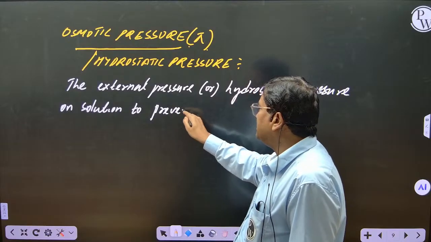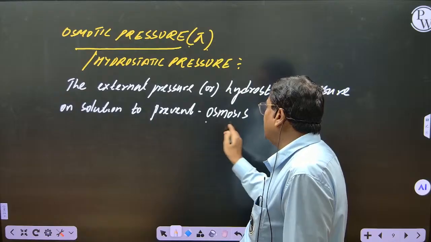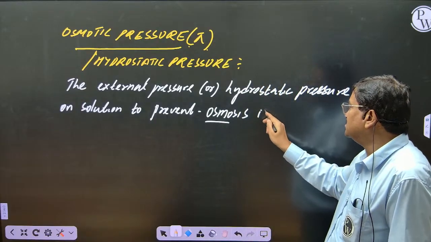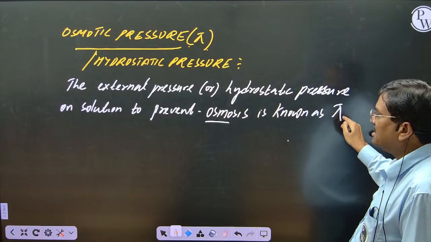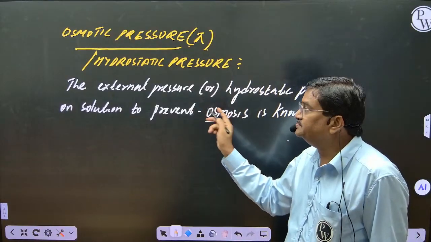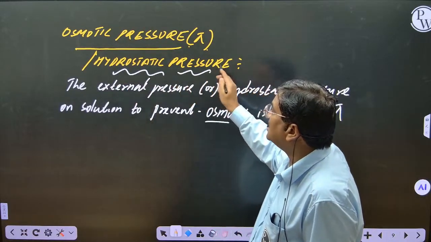To prevent, in one word I am saying, osmosis. Osmosis, you are familiar, no? Movement of solvent into solution is known as osmosis. And the pressure that prevents it is osmotic pressure, and that we are showing with the symbol of what? Pi. Clear, understood? Hydrostatic pressure is also called osmotic pressure.